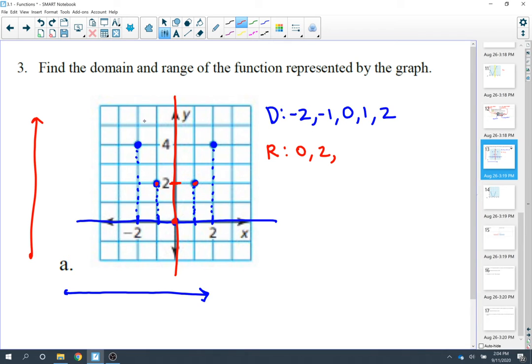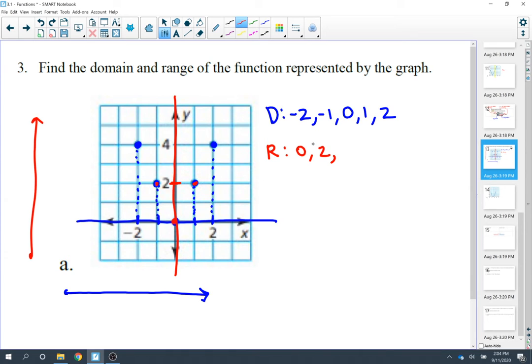That's why it's called a vertical line test, not a horizontal line test. So in order to be a function, it only has to pass the vertical line test. So you notice nothing in the domain repeated, but in the range it will, because we have a 2 and a 2.